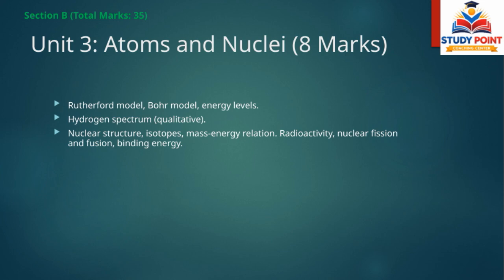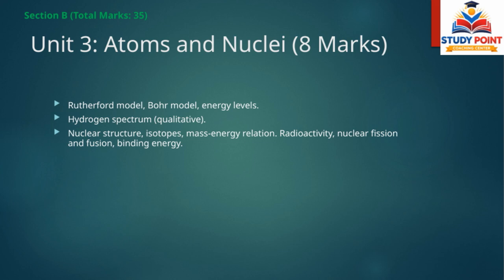planets around the sun. Building on that, the Bohr model introduced the idea of quantized energy levels, meaning electrons occupy specific orbits with defined energies and can jump between them by absorbing or emitting energy. This leads us to the concept of energy levels, which are fundamental to understanding atomic spectra.